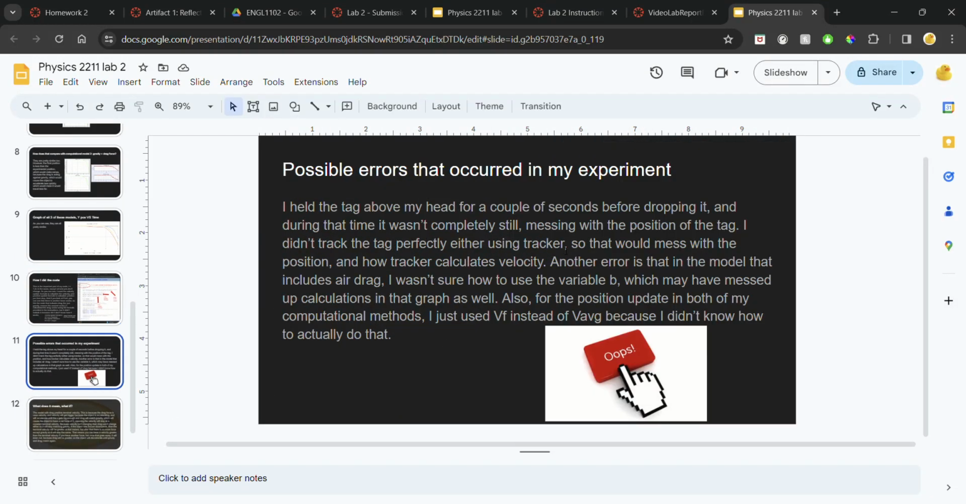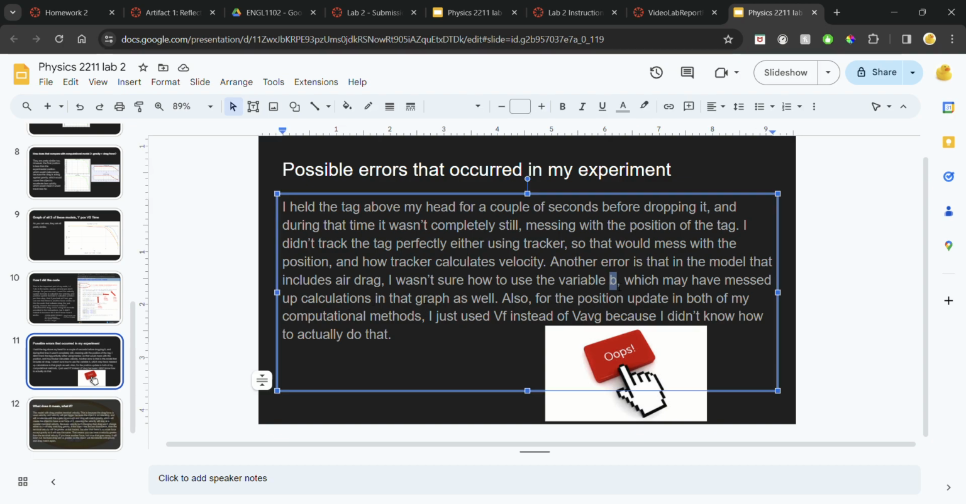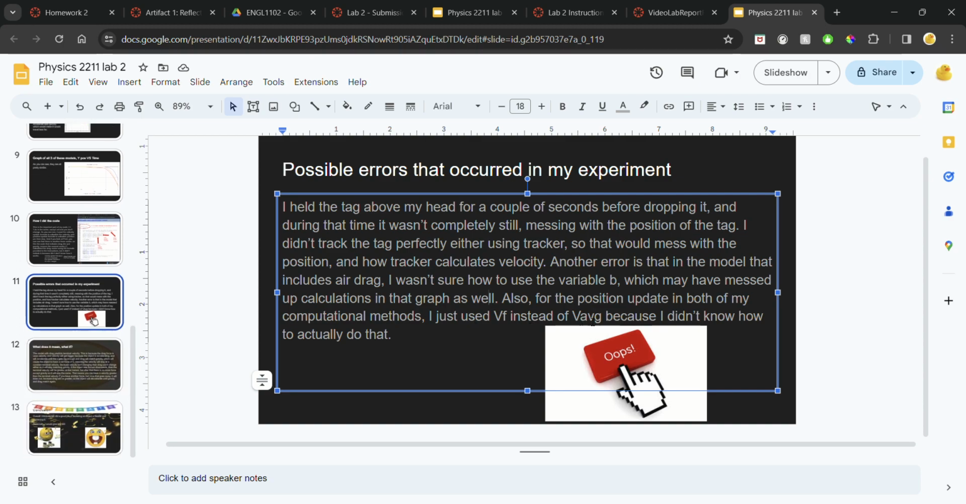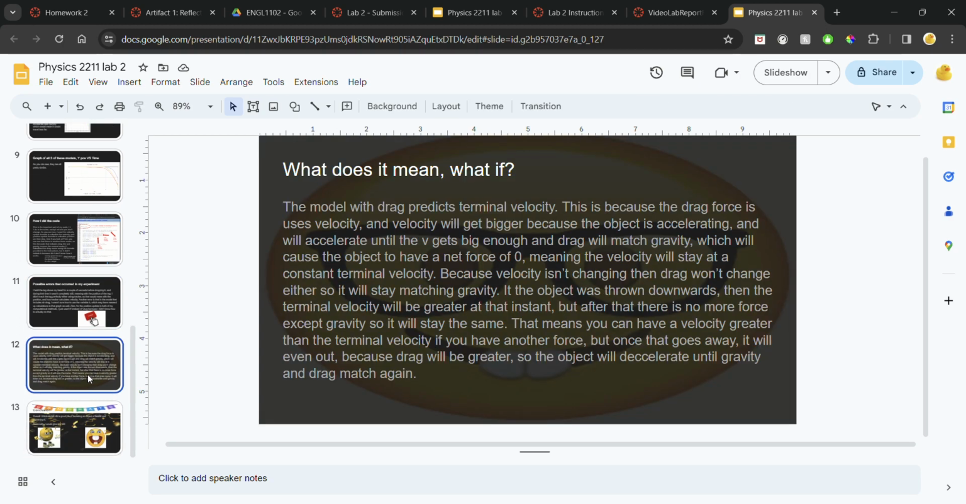Some possible errors that happened in my experiment: I didn't hold the tag completely still above my head, so that wasn't perfect. Also, I didn't track it perfectly either. Another error is that in the equation for air drag, I don't know what B actually does, so that may have messed up my calculations. Since I didn't know, I didn't include it. And I used V final instead of V average because I don't actually know how to do that.